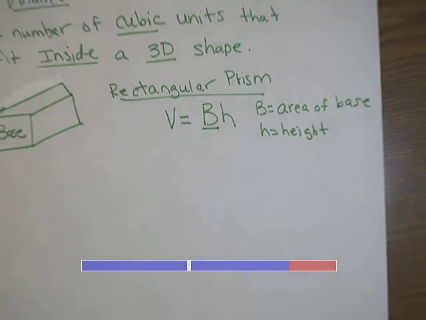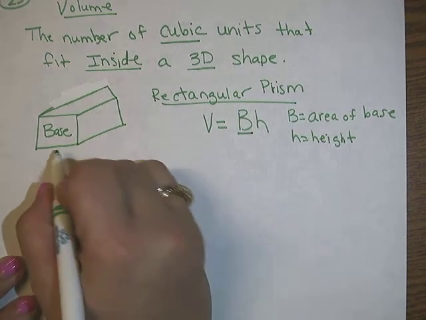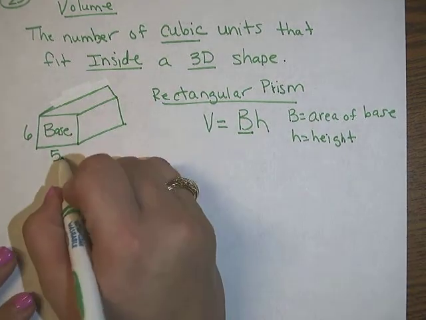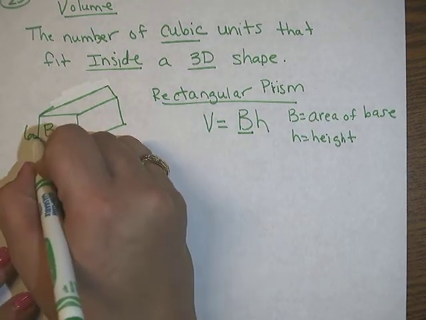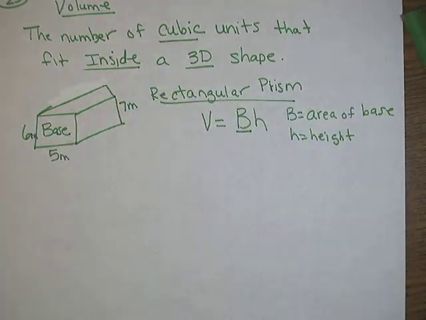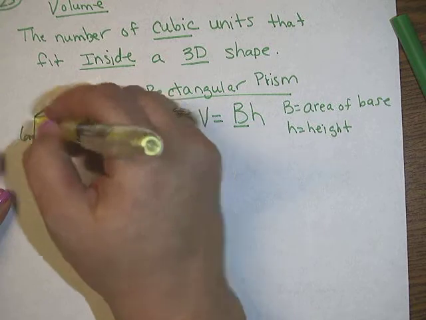Okay, so first I look at my picture or my shape. What shape is the base? Rectangle. If I said this was 5 and that was 6, does that help you? Yes. And I'll be a good teacher and put units on my numbers. So I would look at my base. It's a 5 and a 6, so that makes it a what? Rectangle.